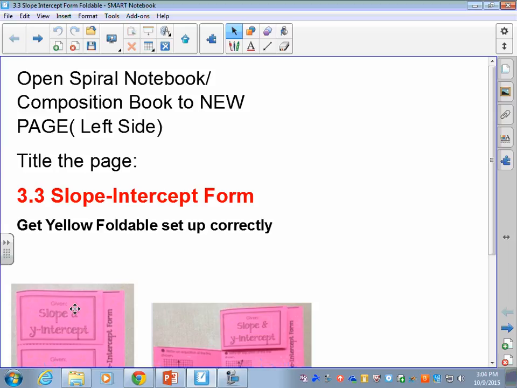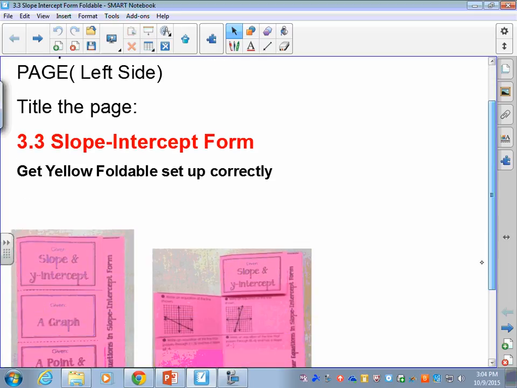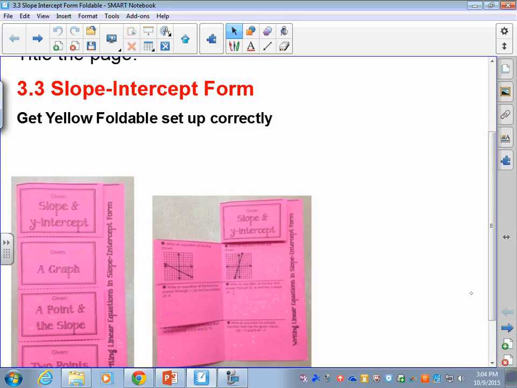Permanently put your new foldable in there. I'm going to make sure it's done correctly and stamp it. I will be stamping 2 pages today to make sure they're done right. You need to title the page 3.3 slope intercept form.